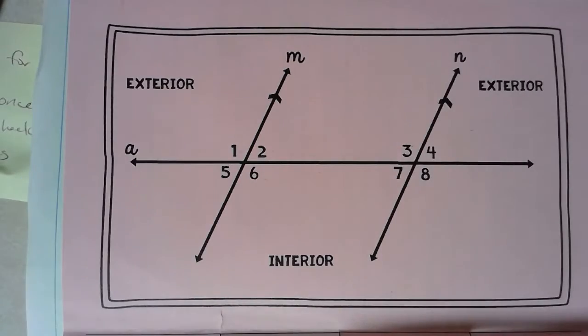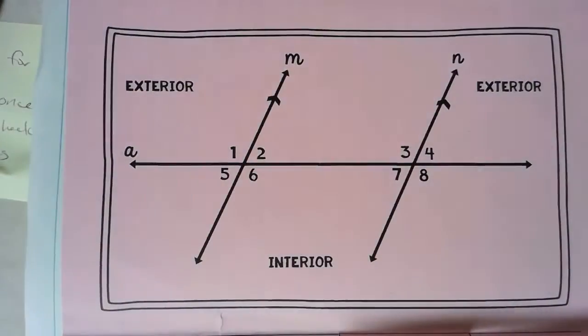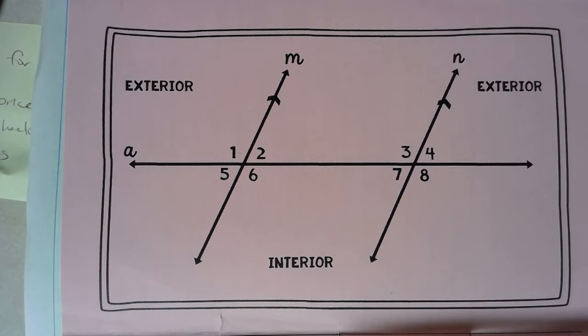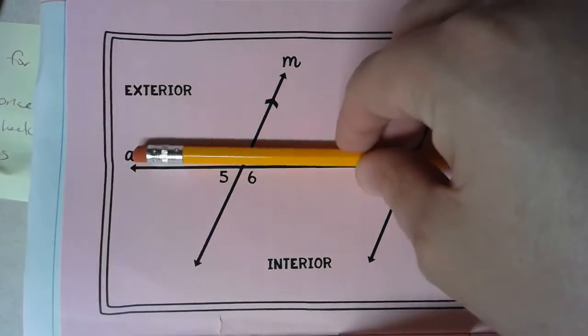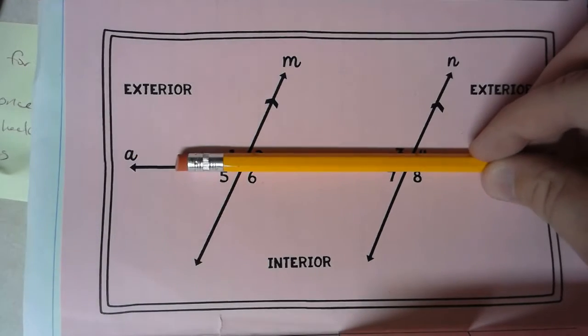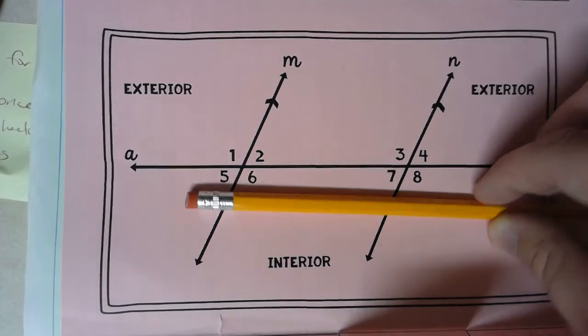So alternate interior. So the interior part tells me that they must be inside the parallel lines. And then alternate is the opposite of our same side. Okay, so we talked first about same side interior. Now we've got alternate interior, which tells me that if I'm looking at that, they both got to be in the interior. One's got to be on this side of the transversal, and one's got to be on this side of the transversal.